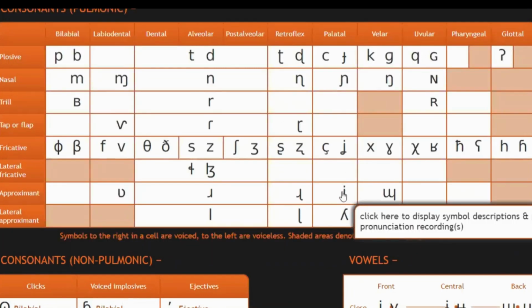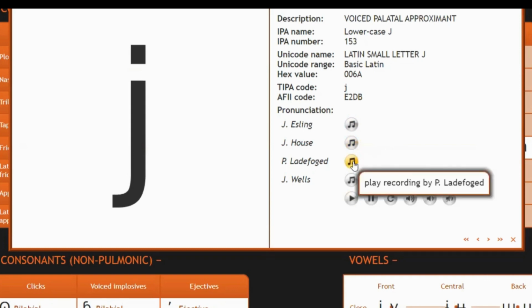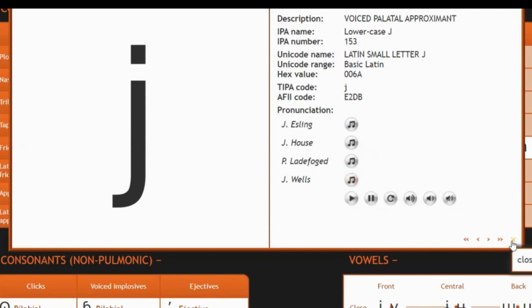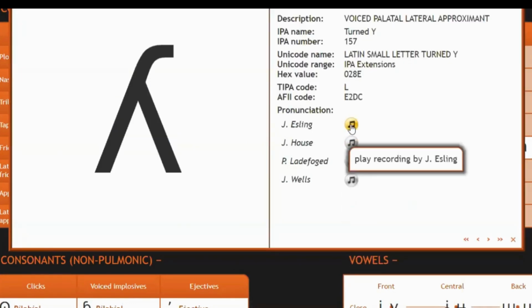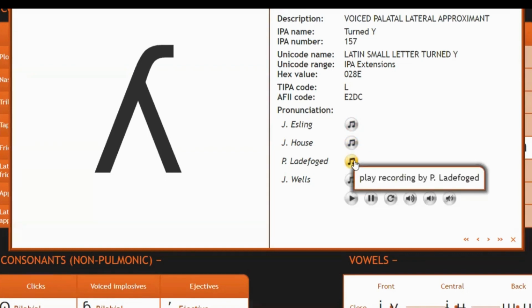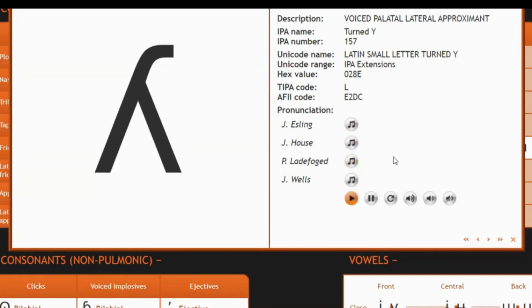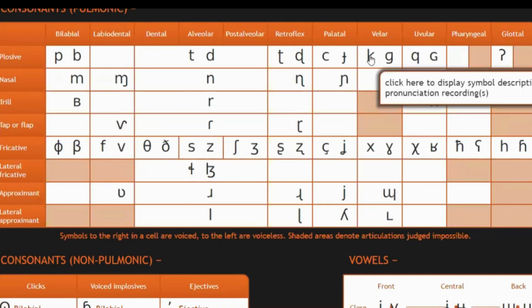Then we have the palatal approximant. Ja, ja. Lastly, the lateral approximant. Ja, ja. Next, we have our velar sounds. Let's start with the plosives.